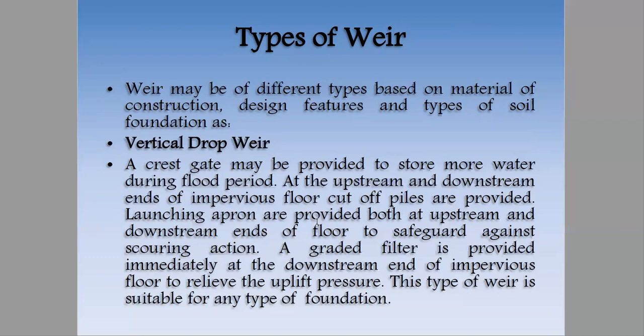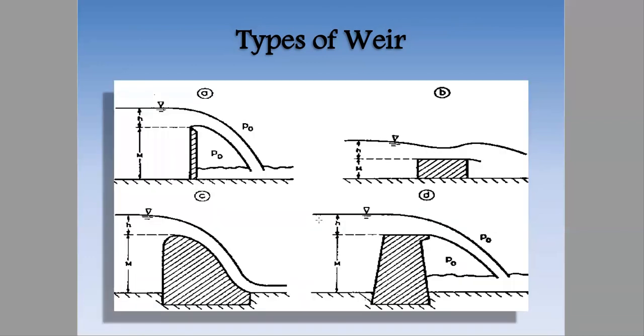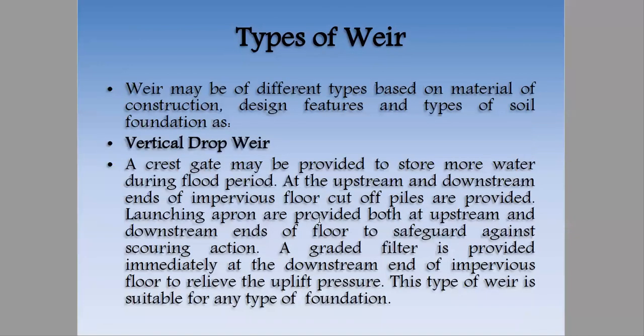At the upstream and downstream ends of the impervious floor, cutoff piles are provided. This is not shown in this diagram, but you will notice that both at the upstream and downstream there are cutoff piles provided. Why do we provide cutoff piles? Just to avoid the effects of seepage, which could cause severe problems and damage to the structure. So we'll provide cutoff piles at both sides, that is, upstream and downstream.